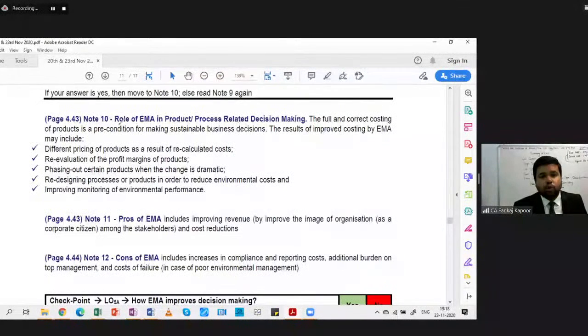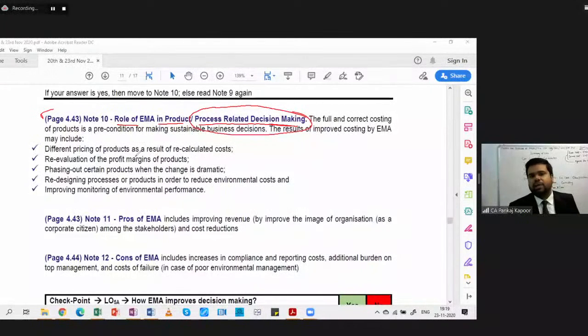Now quickly read the role of EMA, which is given on page number 4.43 of your study material. The role of EMA in product and process related decision making. How is EMA going to improve your decision making? This is very, very, very important. There are 5 ways in which EMA will improve my decision making. What are the 5 ways? The first way is different pricing of the product as a result of recalculated cost.